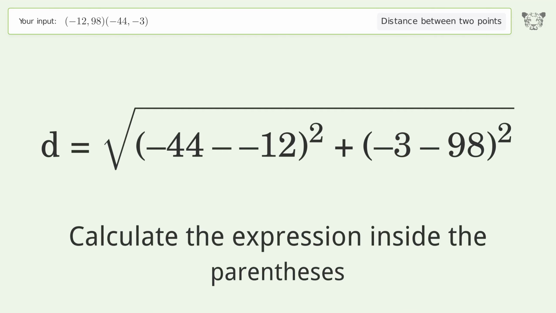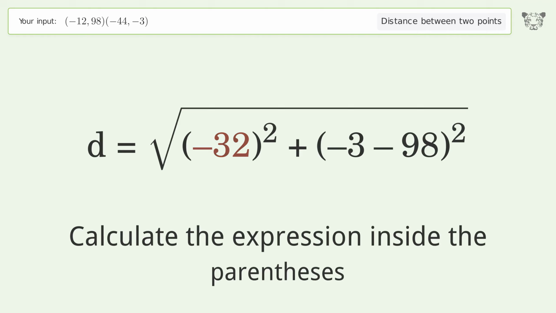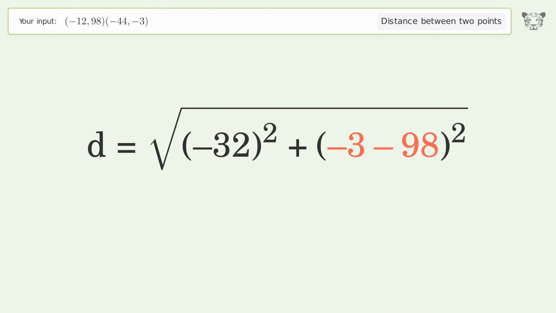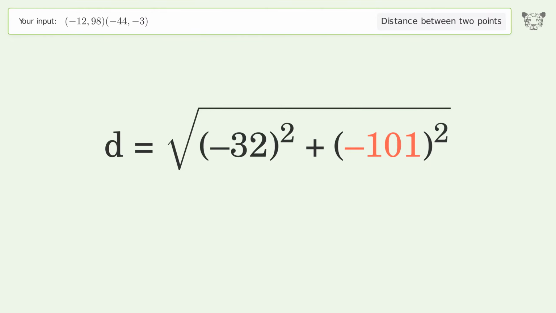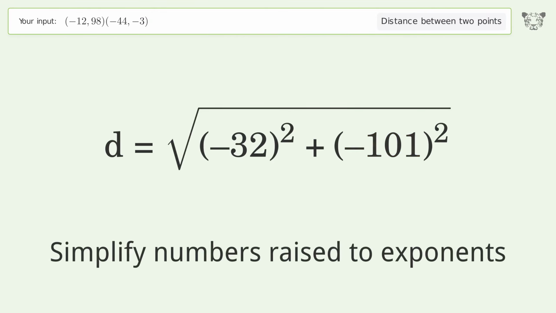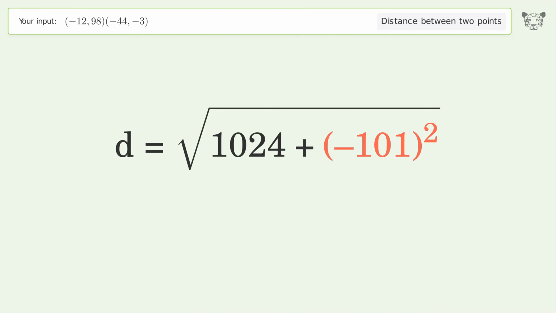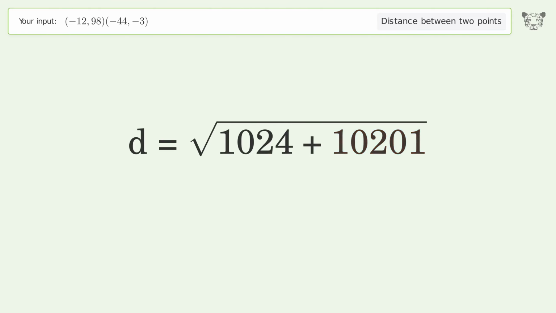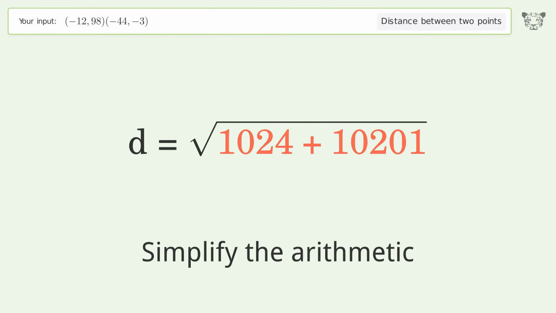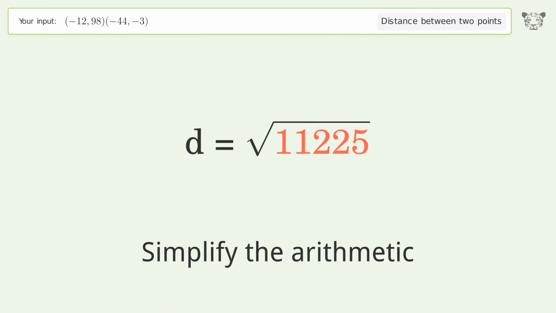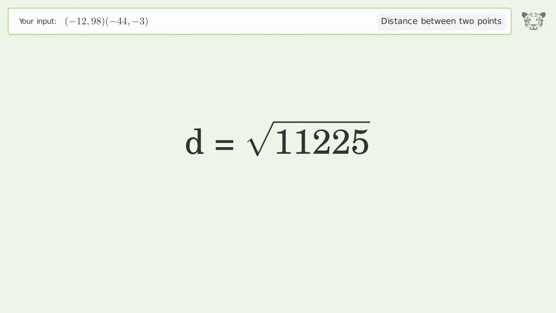Calculate the expression inside the parentheses. Simplify numbers raised to exponents. Simplify the arithmetic. And so the distance between the 2 points is the square root of 11,225 or 105.948.